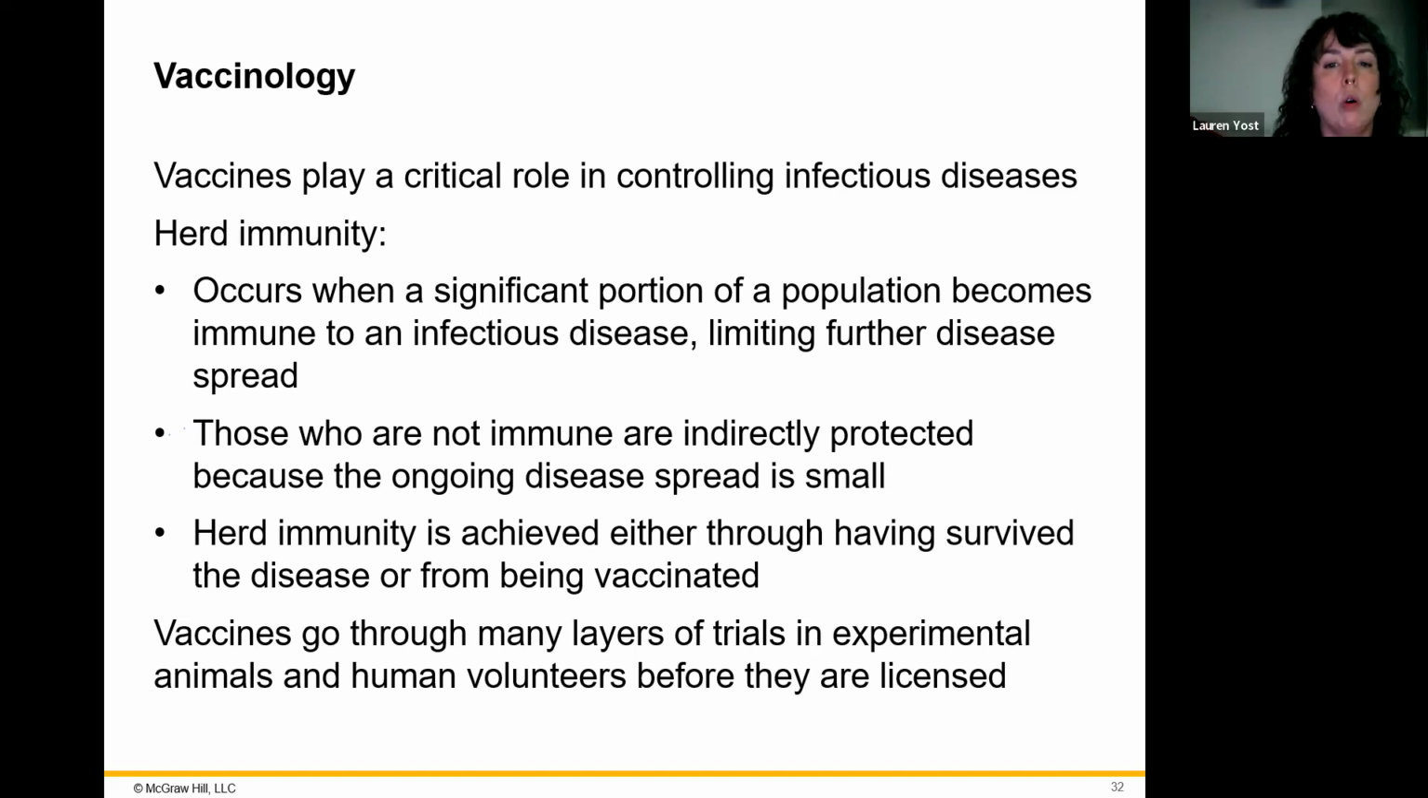So the whole goal is herd immunity, and that is its own thing. It happens in a community. It cannot happen if we have people who are not participating. So herd immunity, this is when a significant portion of a population becomes immune, and that limits spread of the disease.